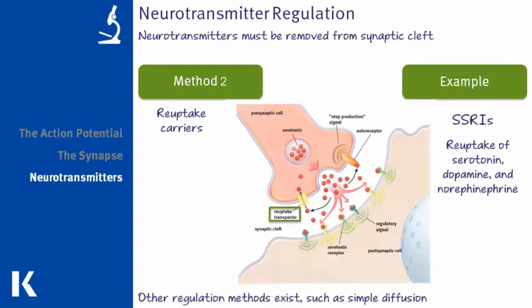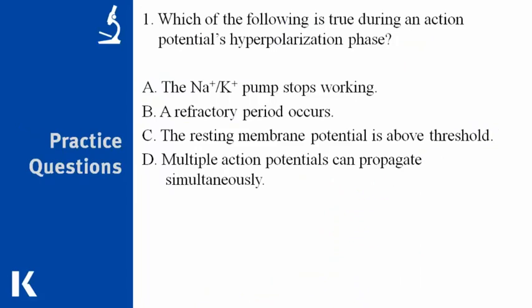Another common regulation method is simple diffusion, where the molecules just drift away from the synapse. This happens very frequently, but the other two methods, destruction by enzymes and reuptake, are tested far more often on the MCAT. We're done with content for this video.